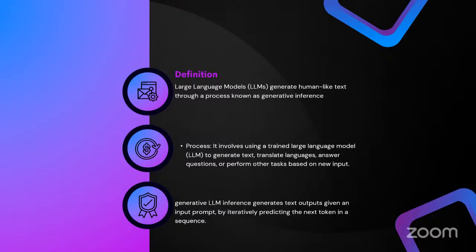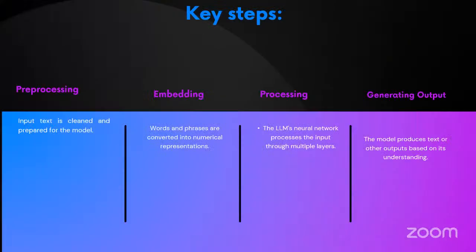According to the input prompt given, by iterating and predicting the next token in a sequence, it follows a sequence-to-sequence architecture. So what are the key steps?